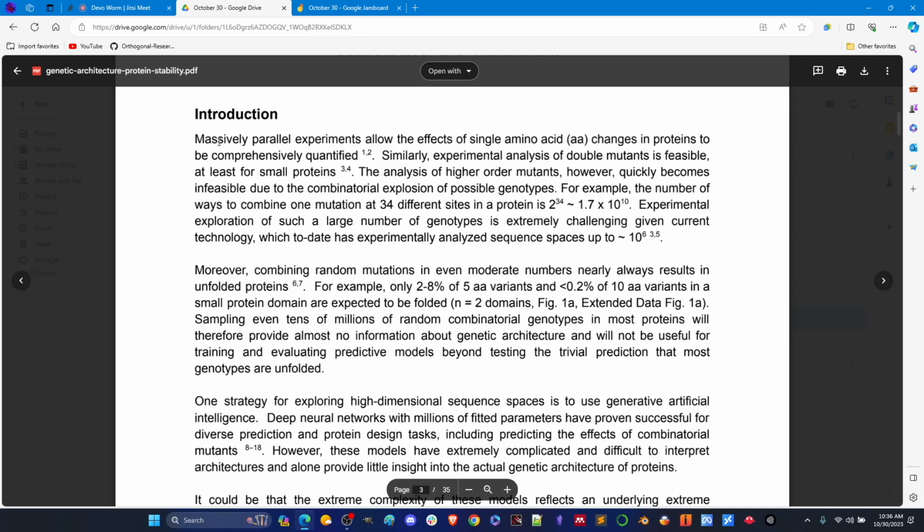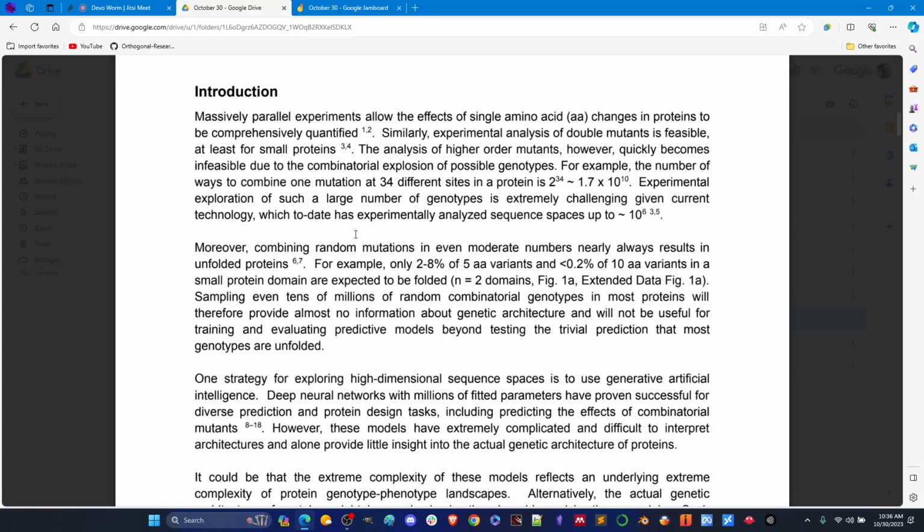So this is where they talk about how massively parallel experiments allow the effects of single amino acid changes in proteins to be comprehensively quantified. And here they describe this space: the number of ways to combine one mutation at 34 different sites in a protein is 2 to the 34th, which is roughly 1.7 times 10 to the 10th. So this is on the order of 10 to the 10th, 2 to the power of 34 combinations. So you have this very large space. It's very hard to deal with computationally.